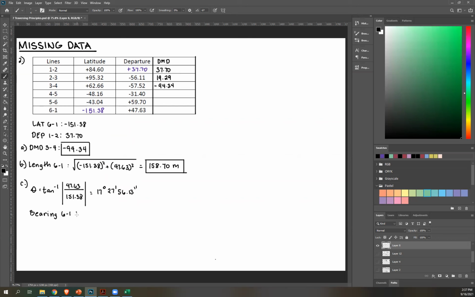And then to get bearing of 6-1. So looking at the sign, your latitude is negative, therefore that's south. Copying your value. And then departure is positive, so therefore that's east. Okay, and that's it. That's it for number 2.